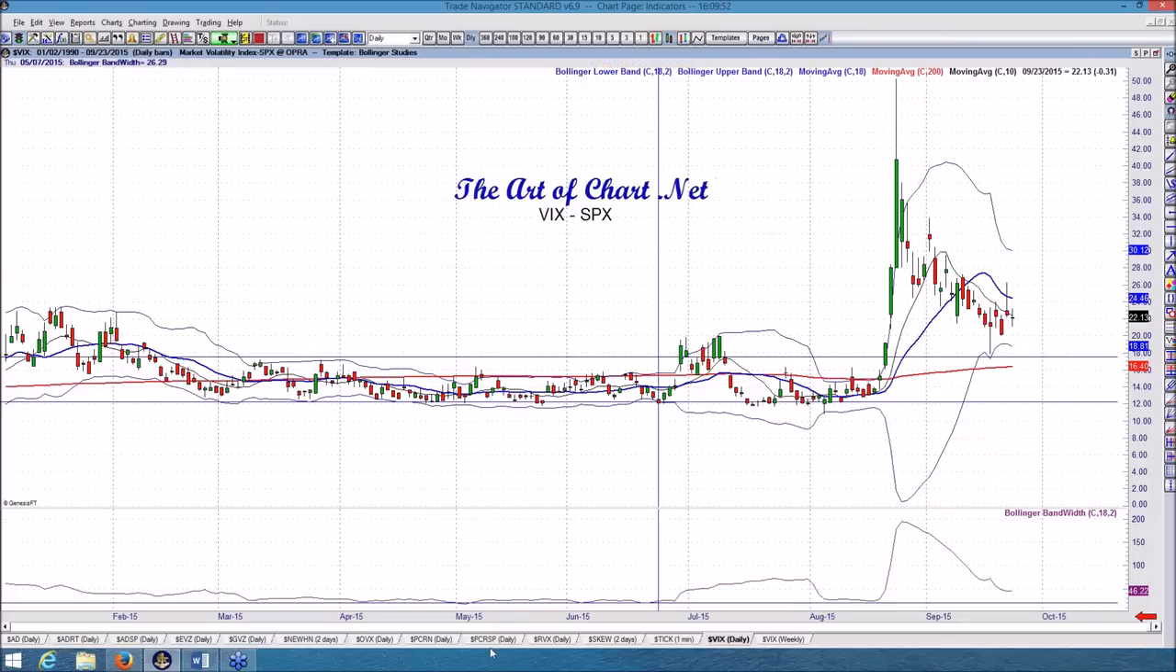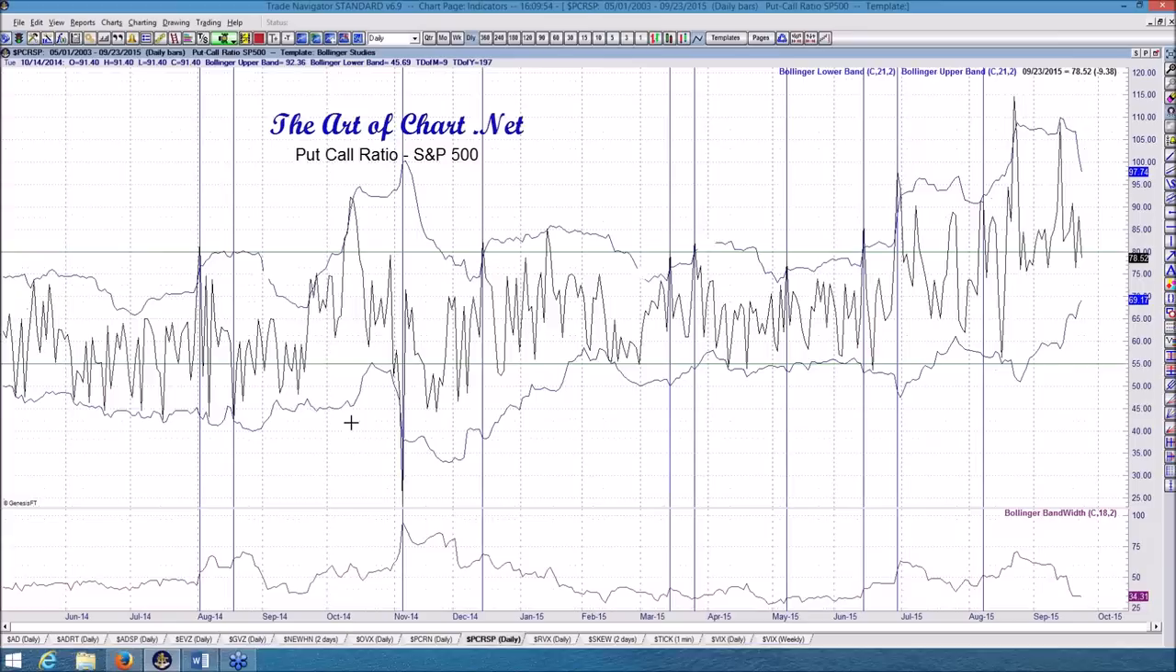So that's an example of the VIX put-call ratio. Okay, that's another one. Here's put-call ratio for the S&P 500. I check this on a daily basis. My settings for Bollinger Bands are 21s. Okay, the put-call ratio on the S&Ps, whenever we punch the upper band, you can see I have lines every time we punch the upper band.